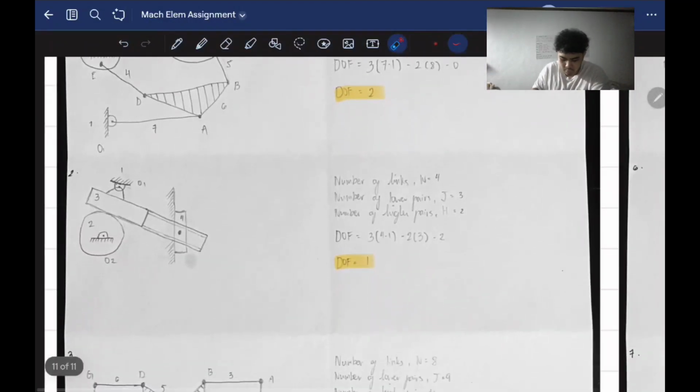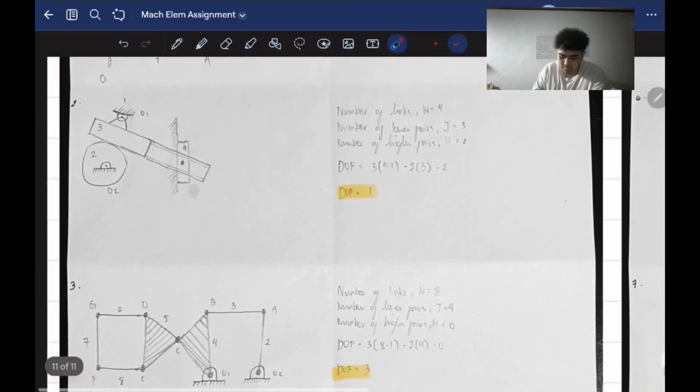For number 2, we can see here that we have 4 links and that for our lower pairs, we can see that there's one here, there is another here, and this sliding mechanism here. So that equates to lower pairs of 3. And then we can see a sliding mechanism into the cam and roller as well as a wrapping point. So that sums up to higher pairs of 2. And then with that, solving, we get degree of freedom 1.